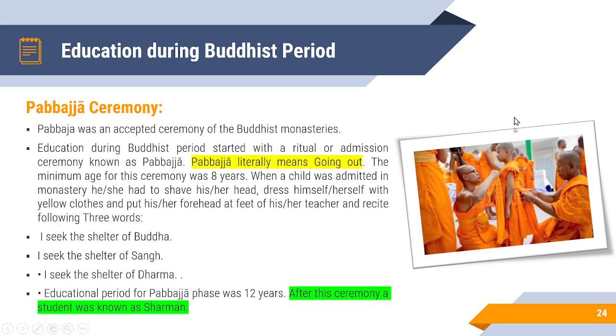As you can see in this picture of the ceremony, he or she dressed in yellow cloths, put his or her forehead at the feet of the teacher, and recited three statements: I seek the shelter of the Buddha, I seek the shelter of the Sangh, I seek the shelter of the Dharma. The educational period of the Pabaja phase was 12 years, and after this ceremony, the student was known as a sermon.